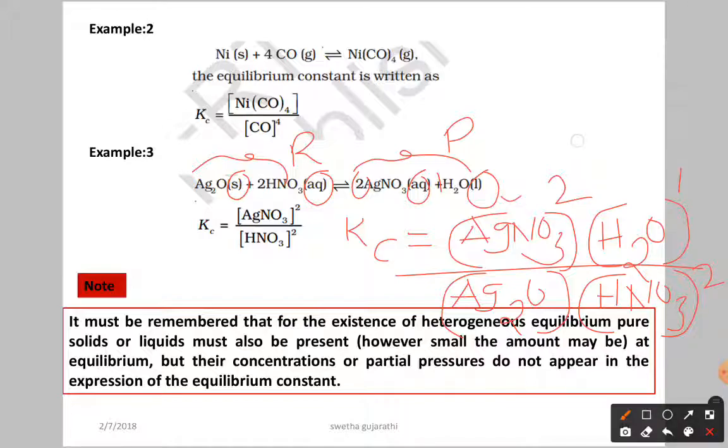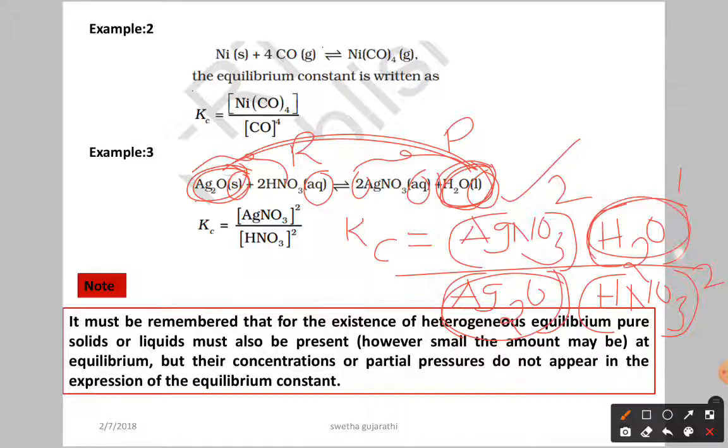Now generally you are going to write this, but if you see here, this is a solid, and this is a pure liquid. As we already discussed, in the case of heterogeneous equilibrium, solids and liquids we are going to exclude. So you are going to exclude this one and this one. Why? Because there is not much variation in their concentration. If you exclude these, you simplify the equilibrium equation. This is the equilibrium equation for the above heterogeneous equilibrium.